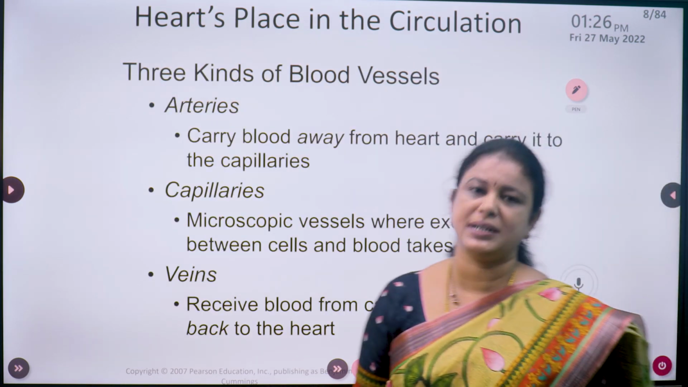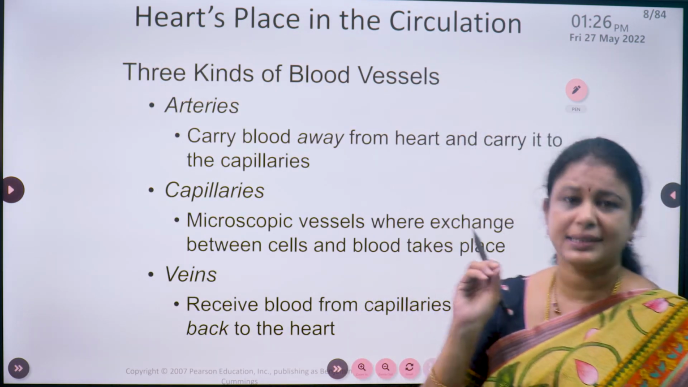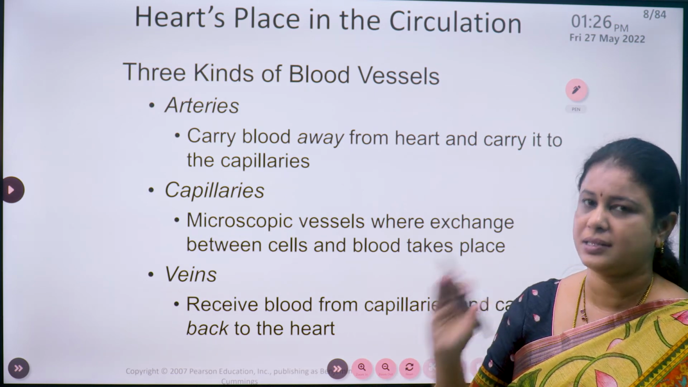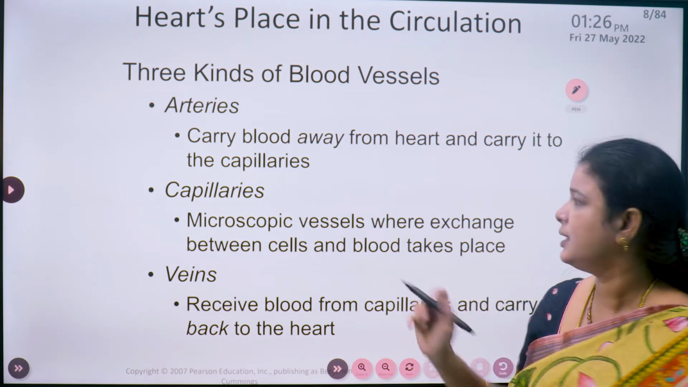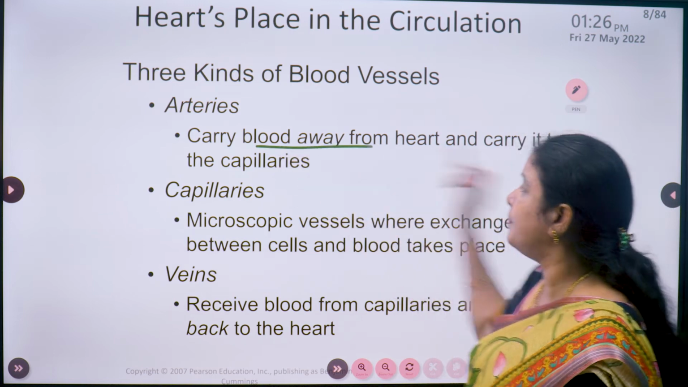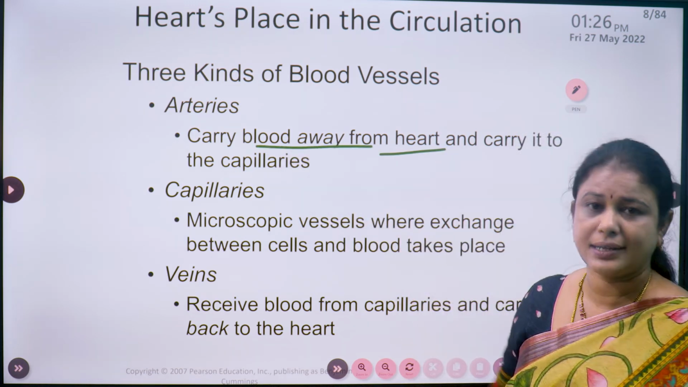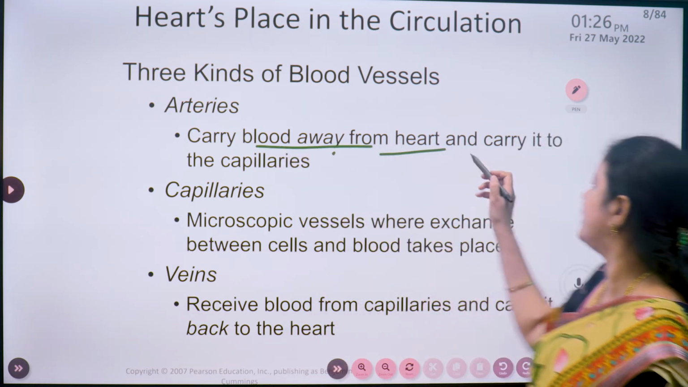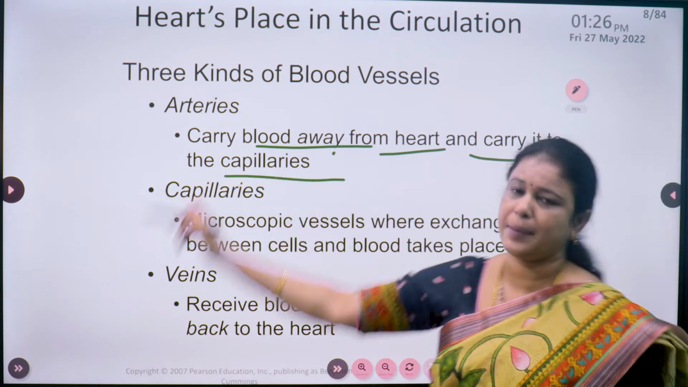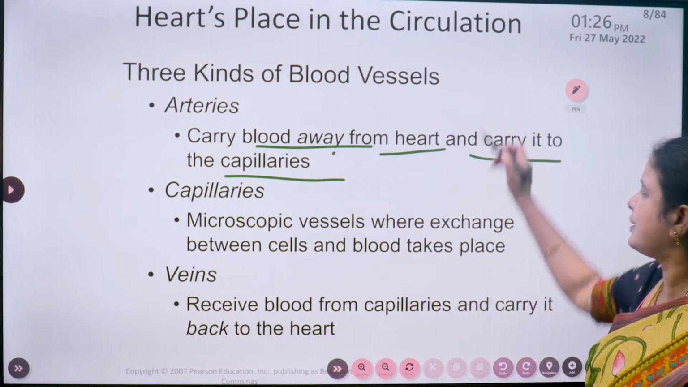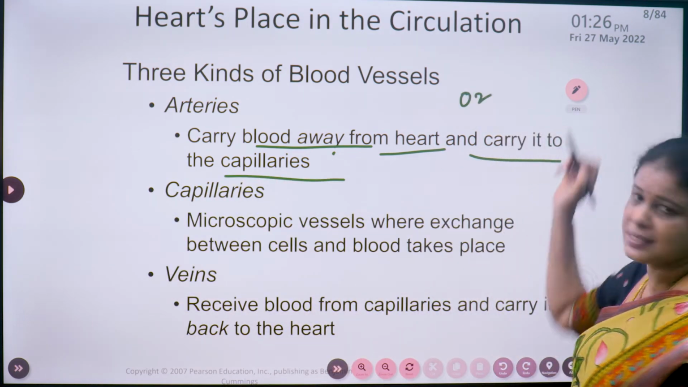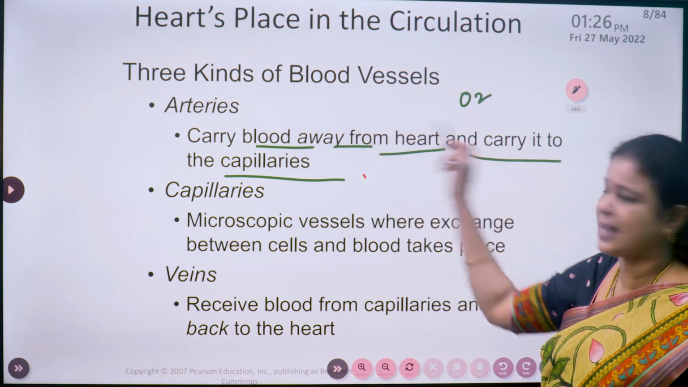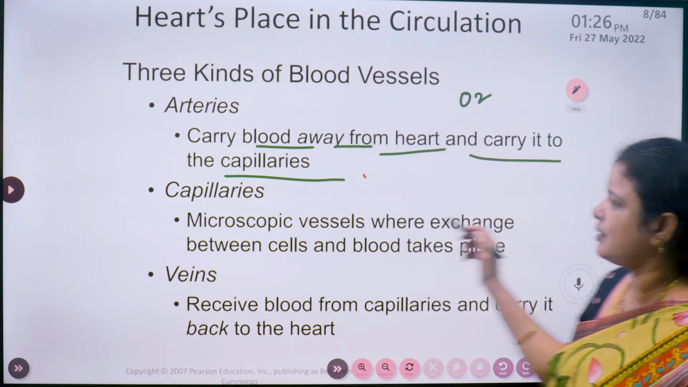Now, the kinds of blood vessels. As I said, we have three types: arteries, veins and capillaries. Arteries carry blood away from the heart and carry it to the capillaries. Arteries always carry oxygenated blood.